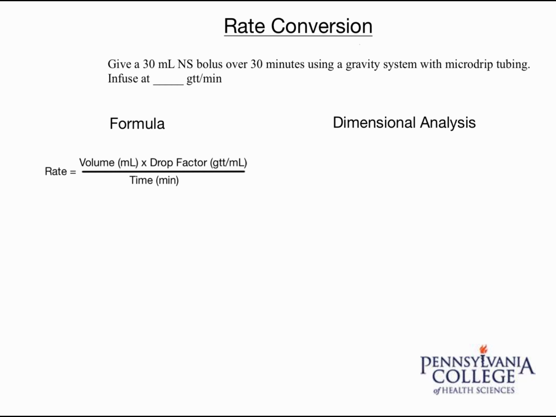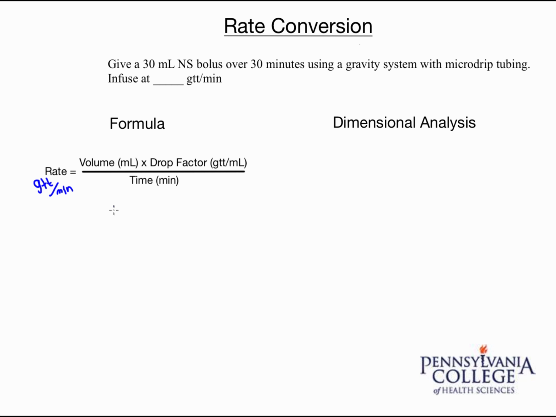Using a formula approach, I've already gone ahead and written down that formula. In order to find the rate, we would need the volume given in milliliters. We would need to know the drop factor, the ratio in this case of how many drops are contained per milliliter, and we would need to know the time in minutes. Plugging them into this formula and simplifying will result in a rate, and that rate will have a unit of drops per minute. So I'm going to go ahead and think about what information I'm given.